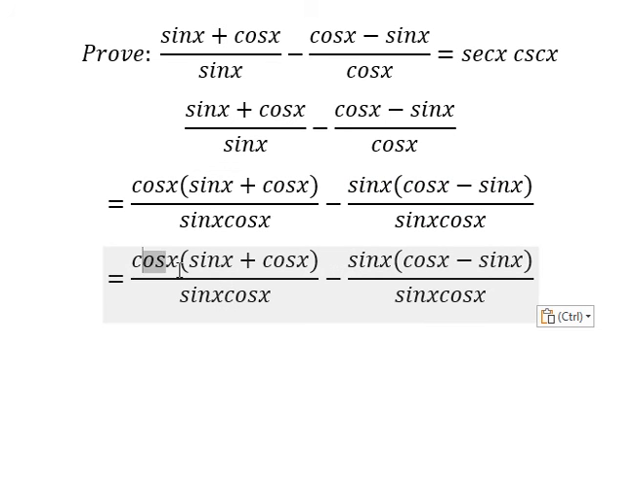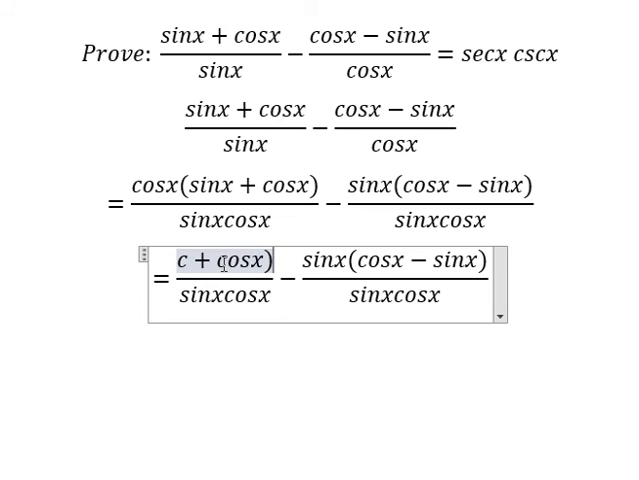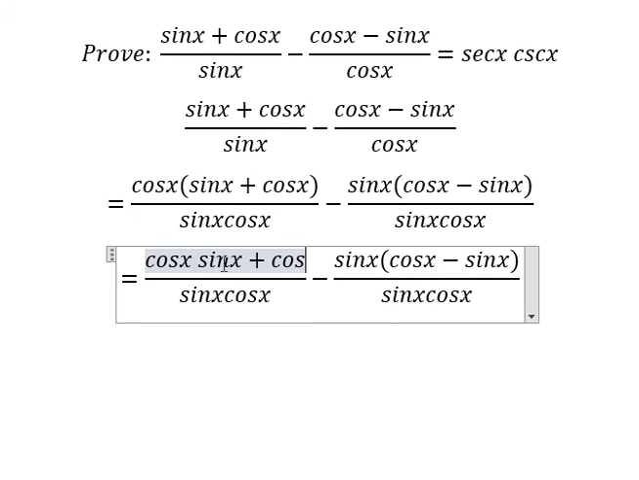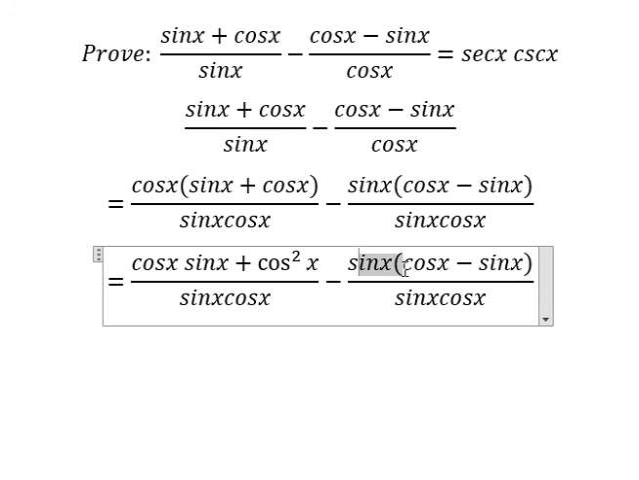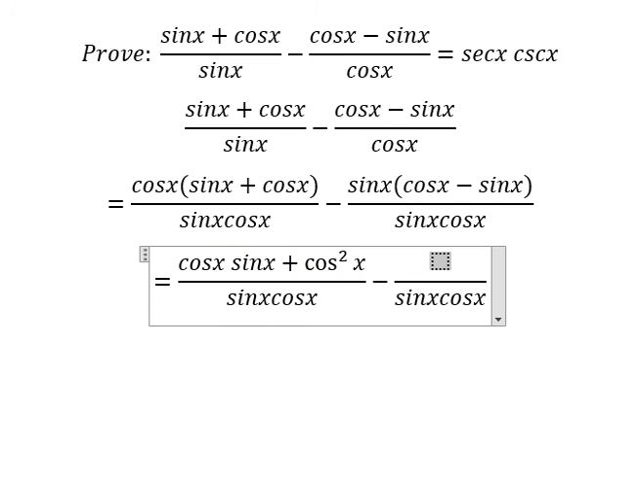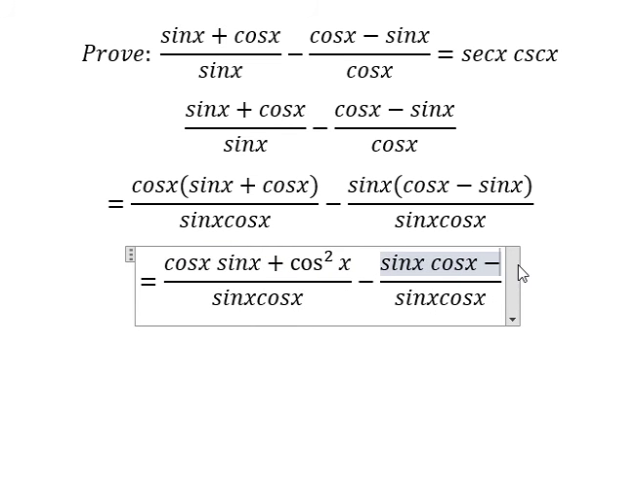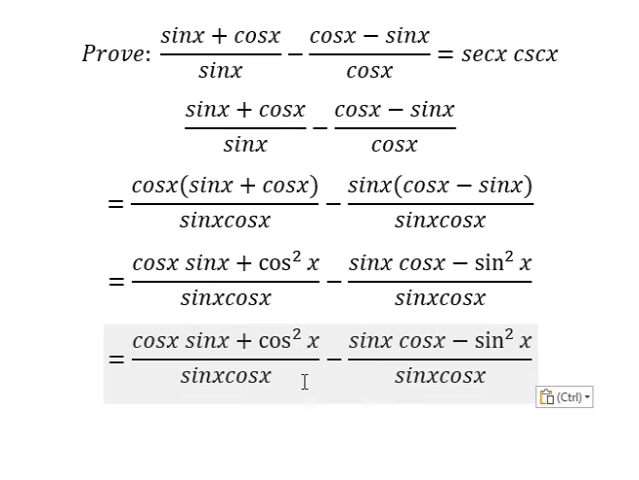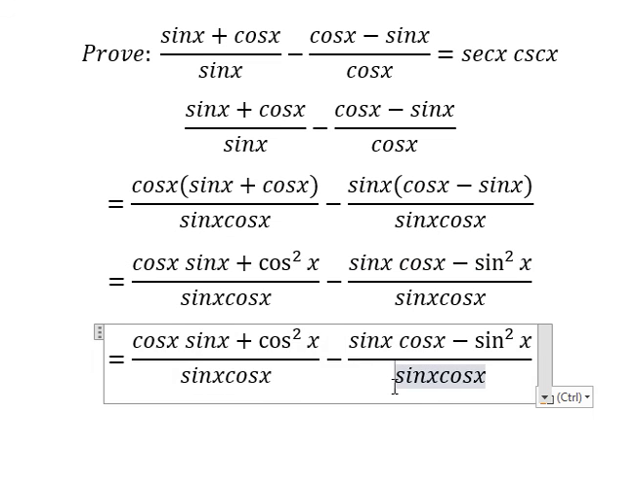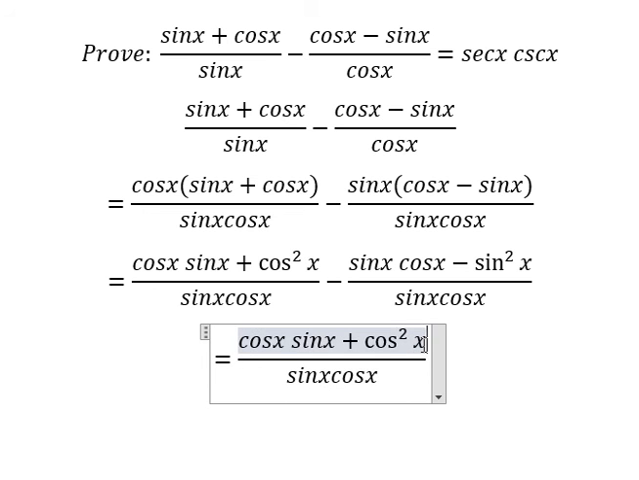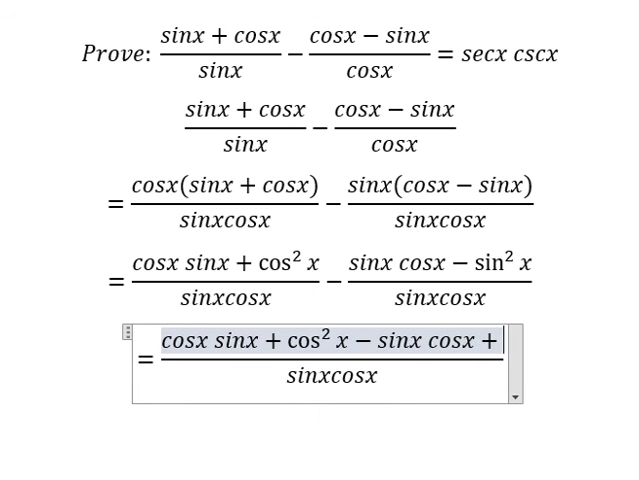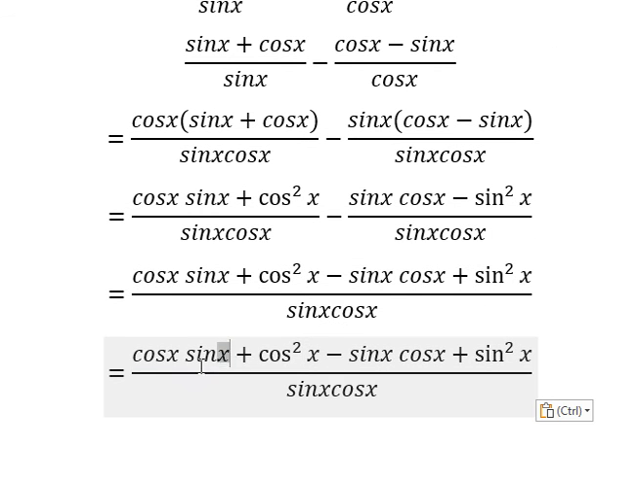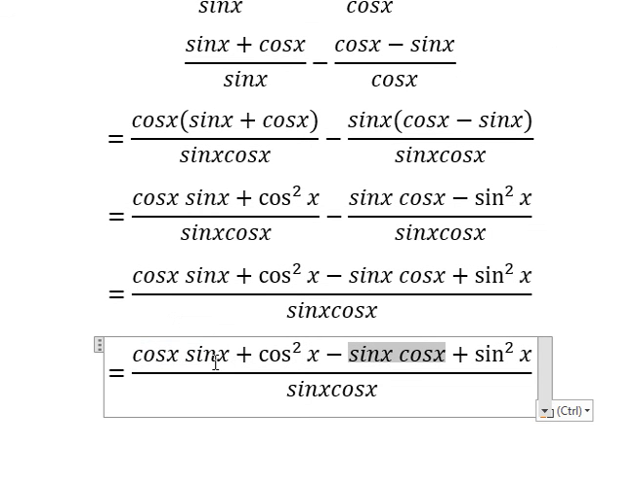Now, this one we have cosx plus cosx square. This one we need to change to sinx cosx minus sinx square. Now we need to combine the two fractions in here. This one minus this one.